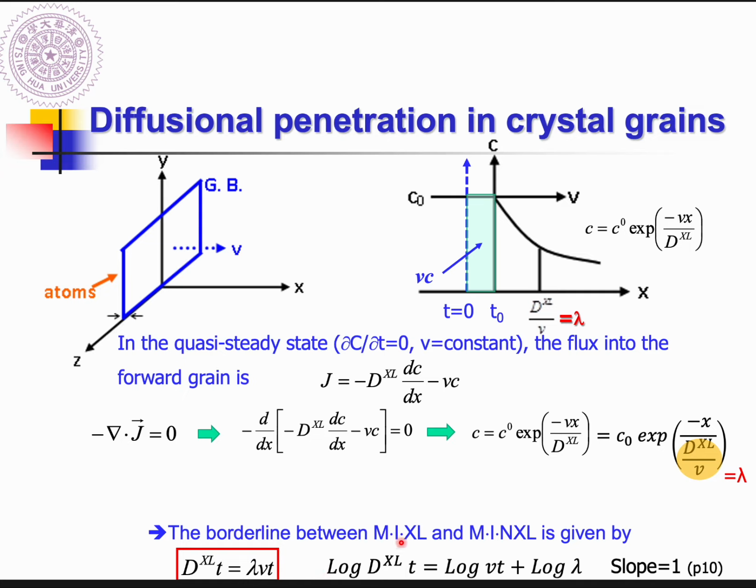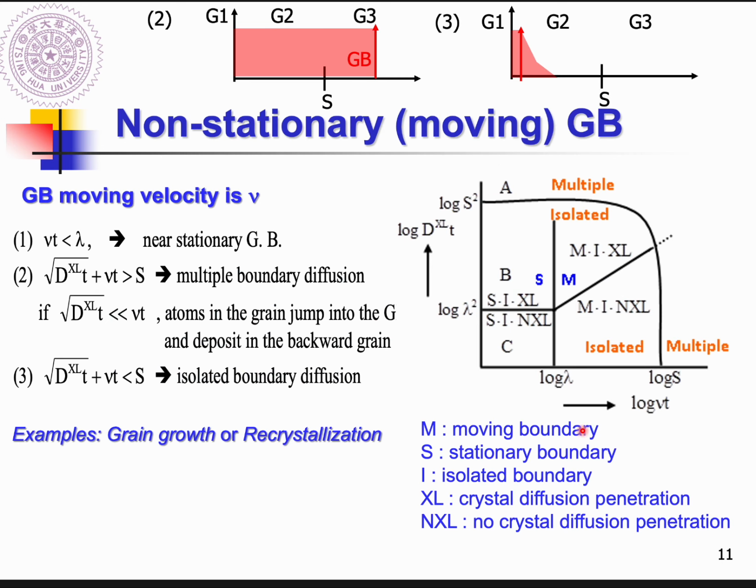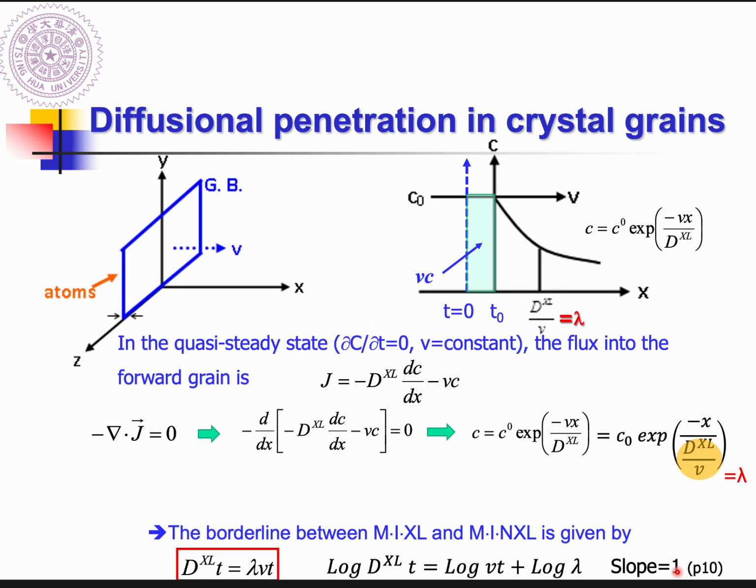So if you use this as the y-axis, and this is the x-axis, the one we just talked about, y versus x, the slope will be equal to 1. So we already show you the borderline is a straight line with slope 1. And at this moment, you probably will have a question.